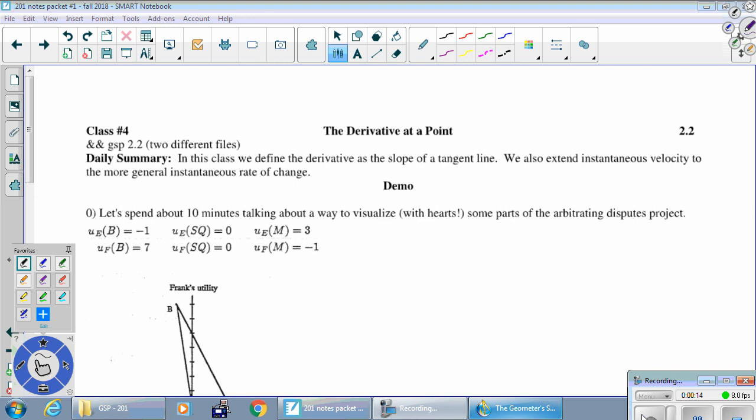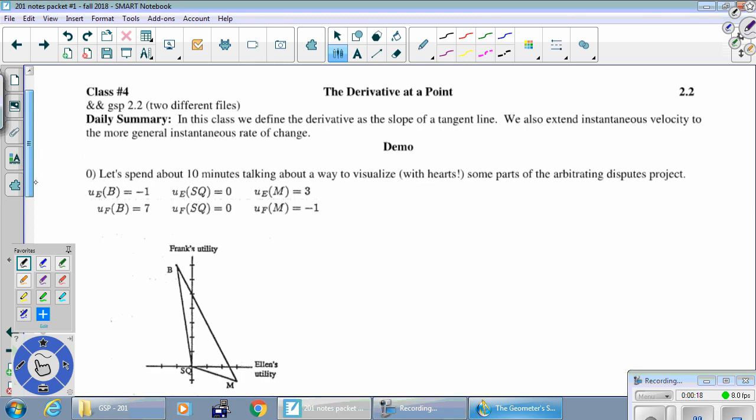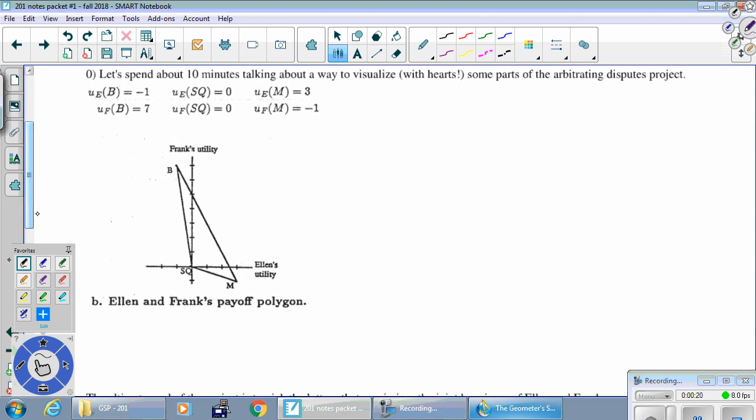But first, let's spend about 10 minutes talking about a way to visualize with hearts some parts of the arbitrating disputes project. So let's take a look at some of the data up here. We've got the letter U representing a function. And the first row, it's all U sub E, and the second row is all U sub F. So let's make sure we're clear on what these things mean.